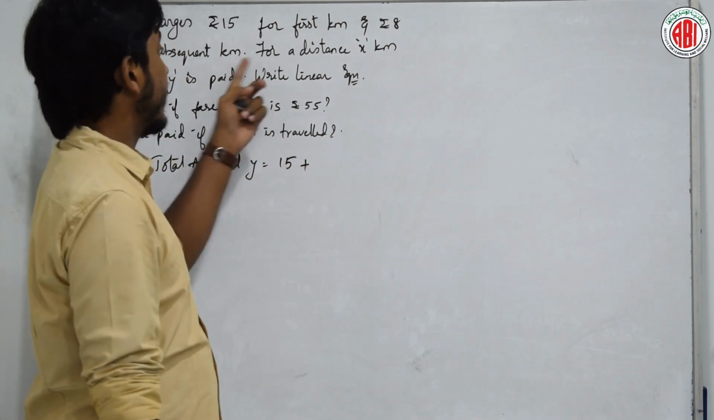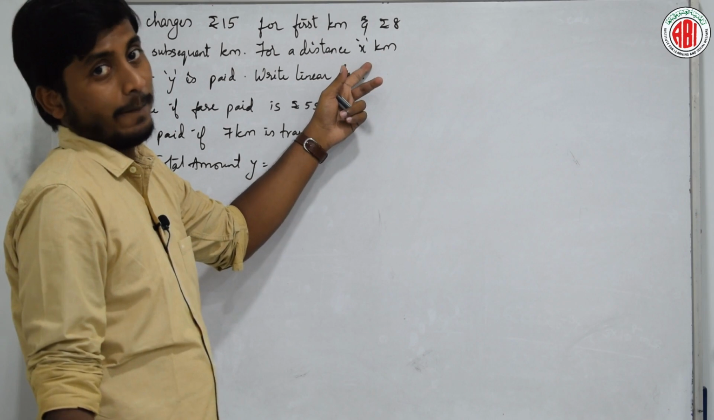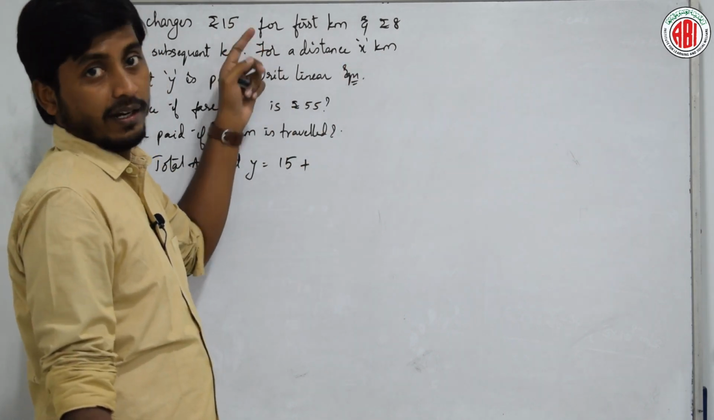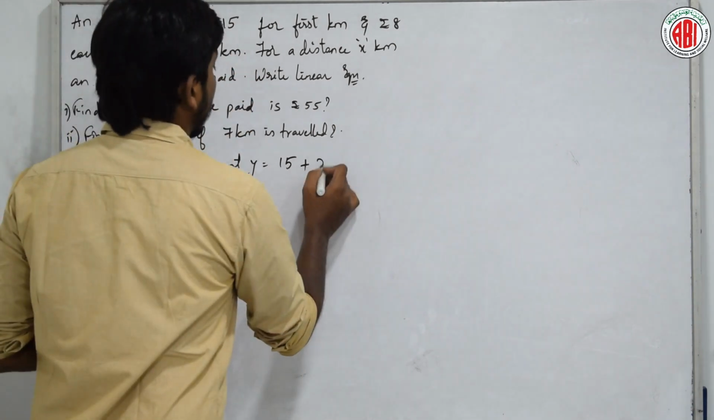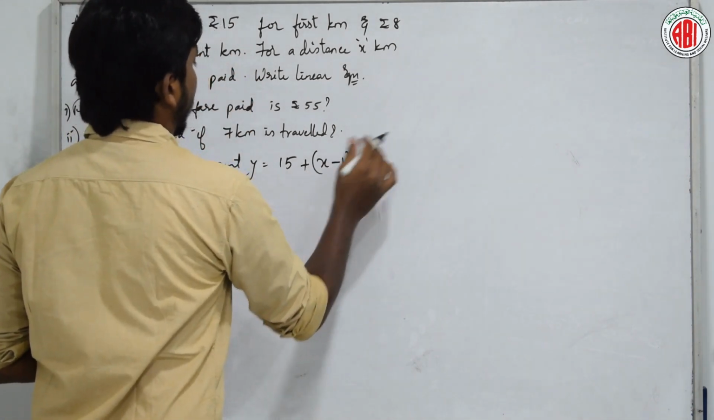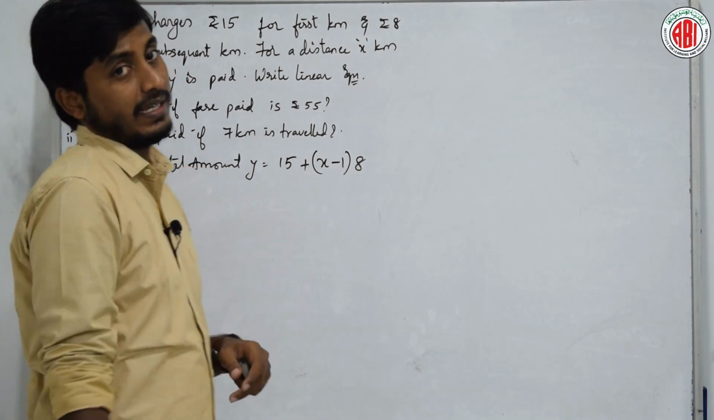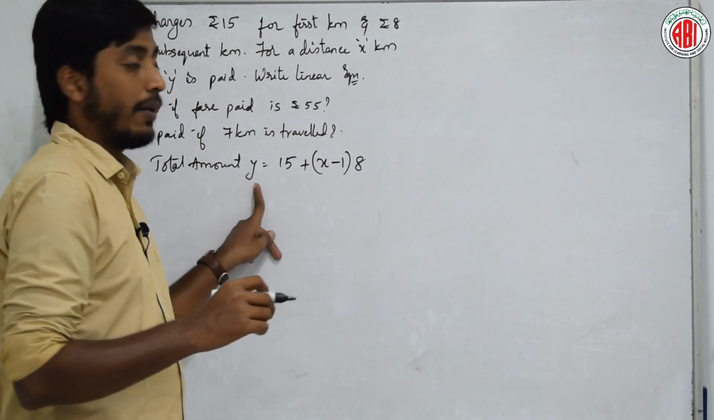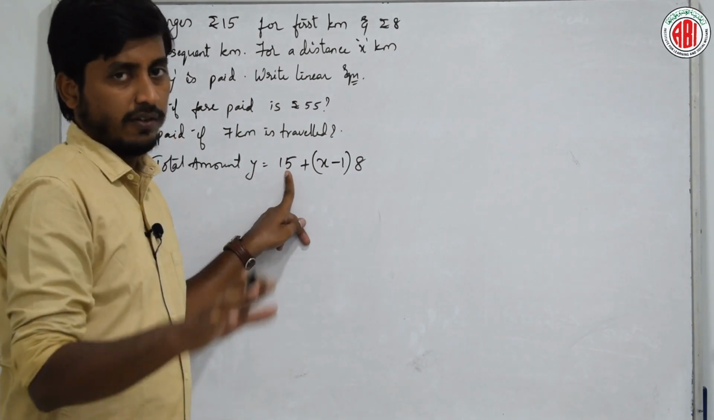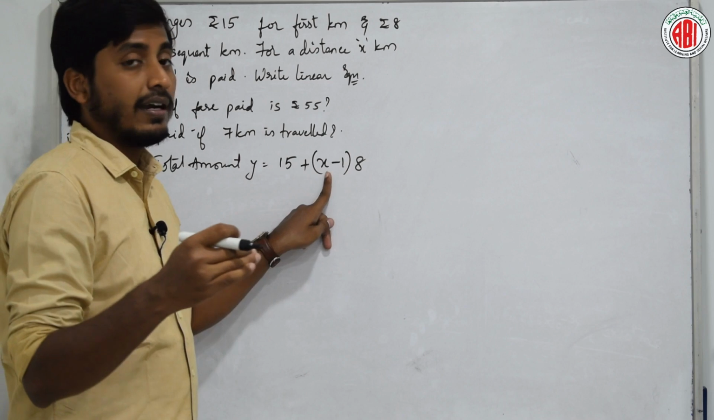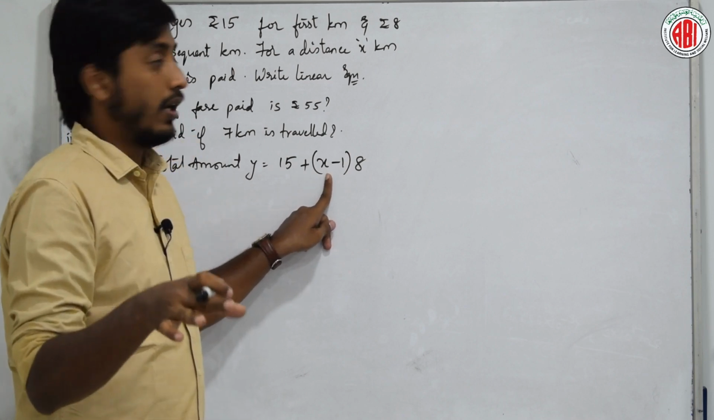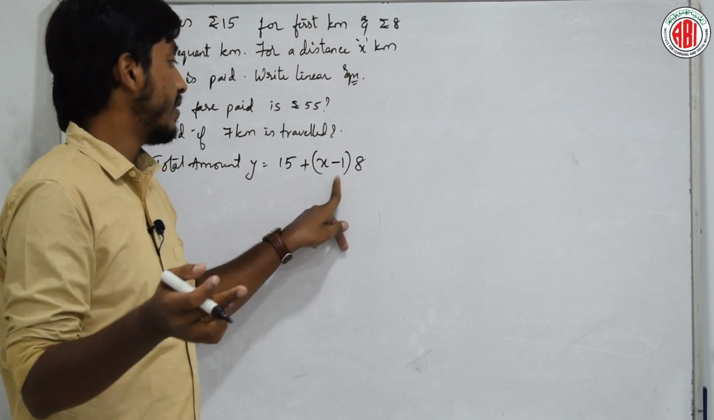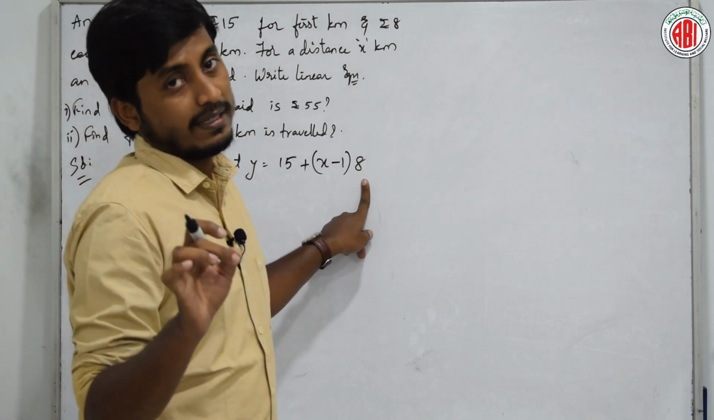And the distance travelled is x. In that x, the first kilometer has to be deducted. Then it will be x minus 1 kilometer, and each kilometer costs 8 rupees. Is it clear? Once again, see here: the total amount is 15 rupees by default for the first kilometer. Then he travelled x kilometers in total. So we have to deduct this first kilometer, then we will get x minus 1 kilometers. Each kilometer costs 8 rupees.